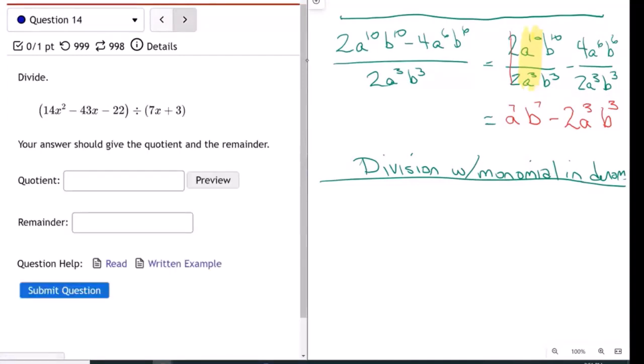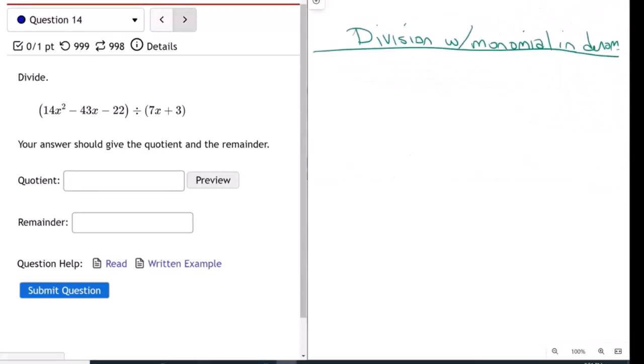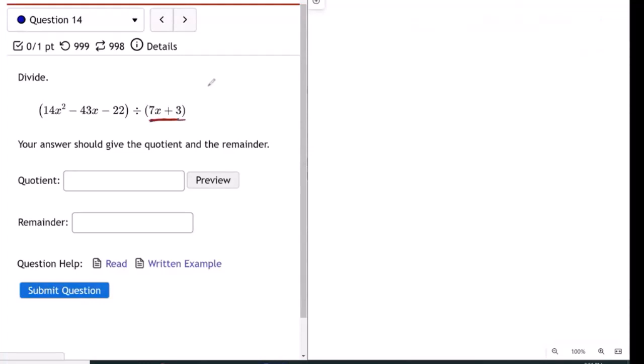But now look what we have. We no longer have a monomial in the denominator, do we? This one is not a monomial anymore. This is a polynomial divided by a binomial. Anything that's more than a monomial, we're going to have to use long division. 327 divided by 6. We're going to do polynomial long division. I'm going to show you how they're similar and how they're a little different.